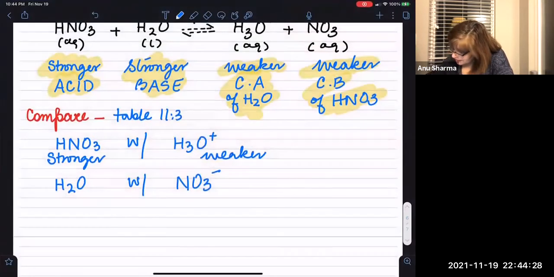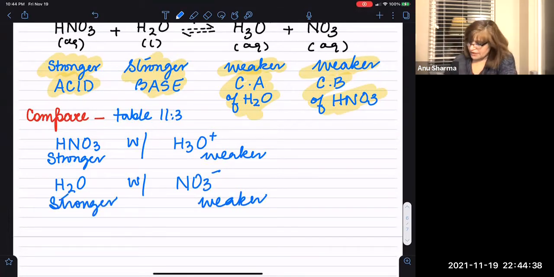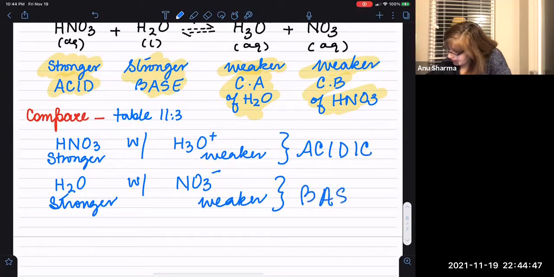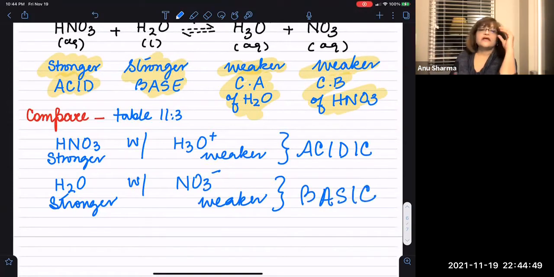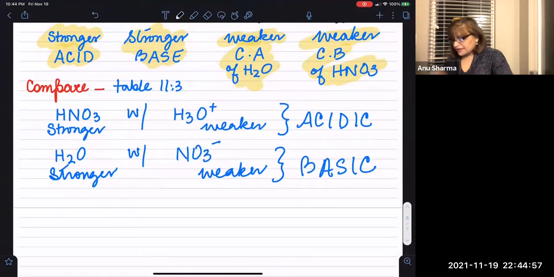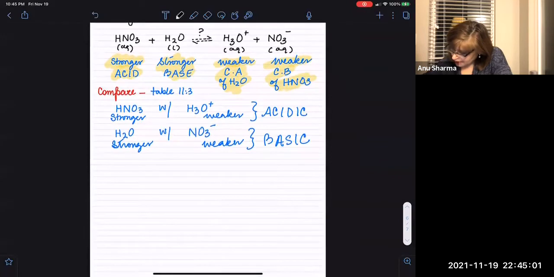Now you put this here: nitrate ion is a weaker base than the water. So water in comparison is a stronger base. These are the acidic side and these are the basic side. I just don't want you to get scared with water being an acid or a base. It's just acting as one. Now we see the rule. I'm going to write this equation back again.